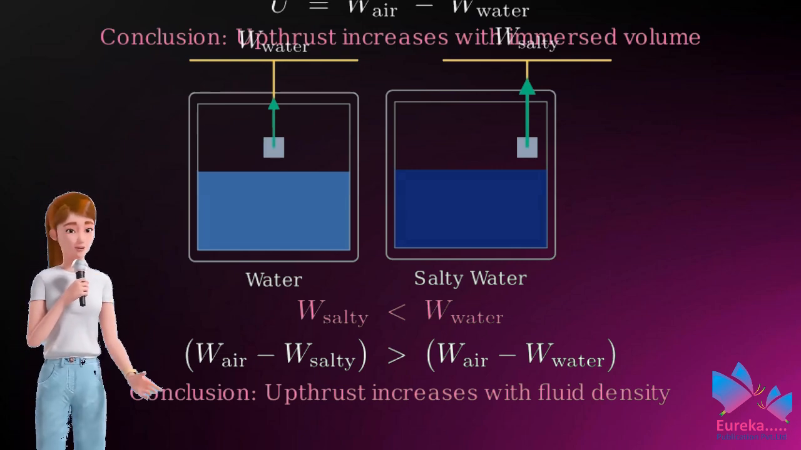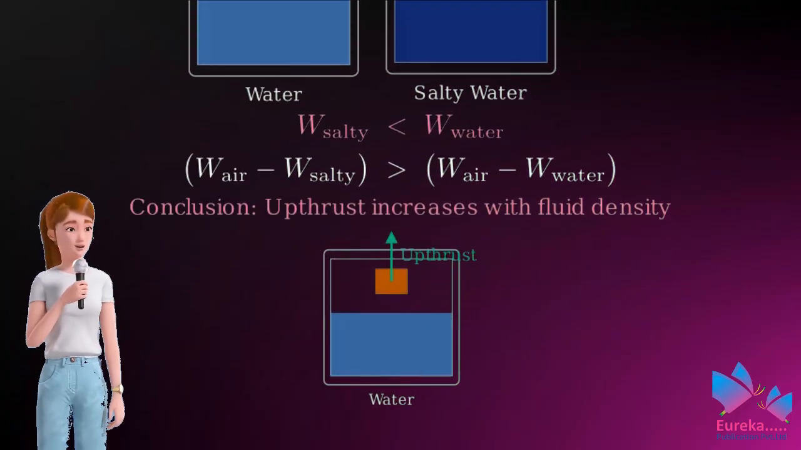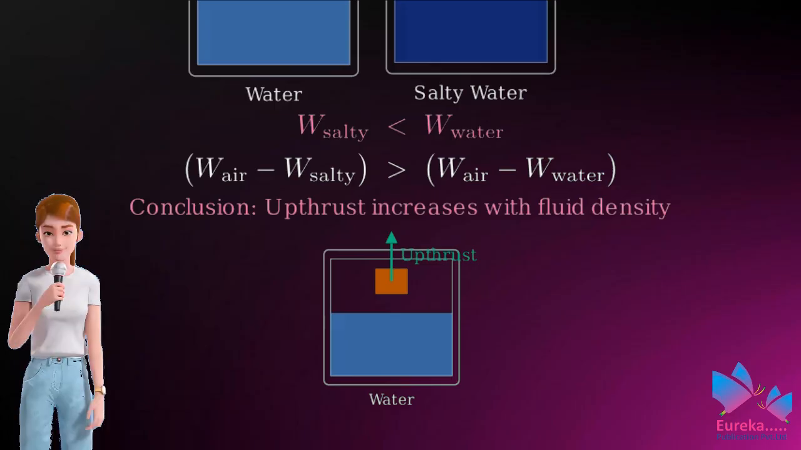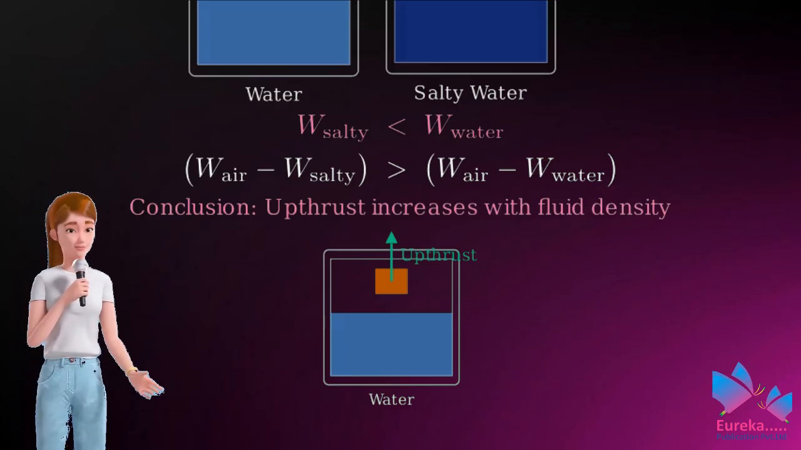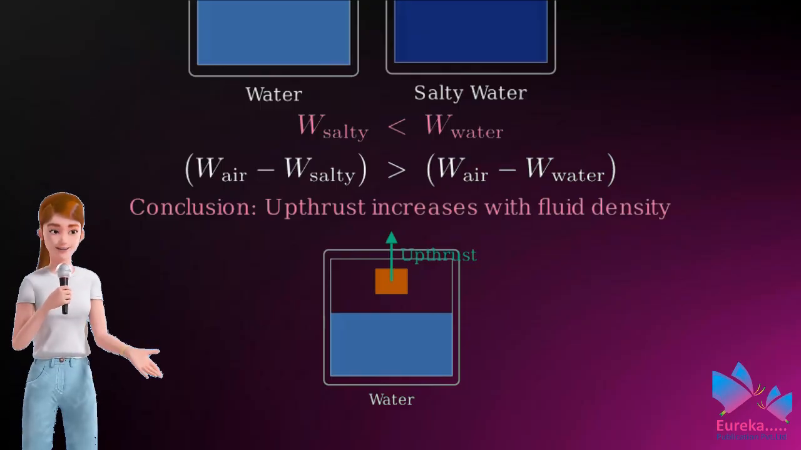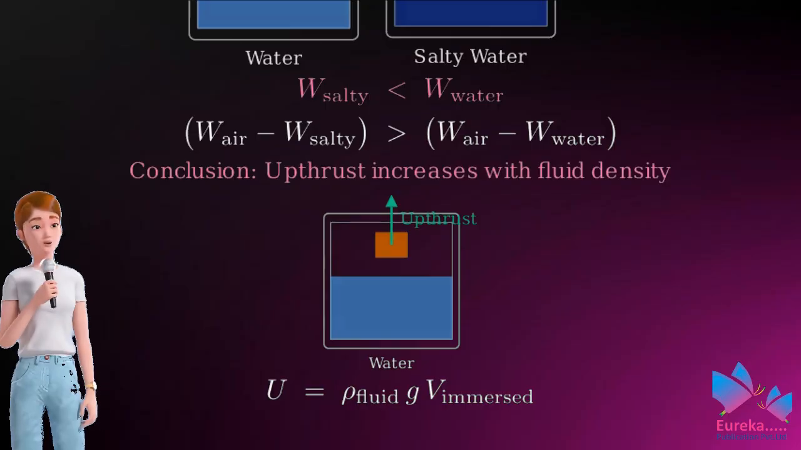Why do these two factors matter? By Archimedes' idea, the upthrust equals the weight of the displaced fluid. That depends on how much fluid is displaced, which is the immersed volume, and on how heavy the fluid is per unit volume, which is its density. In symbols, U equals rho times g times V immersed.